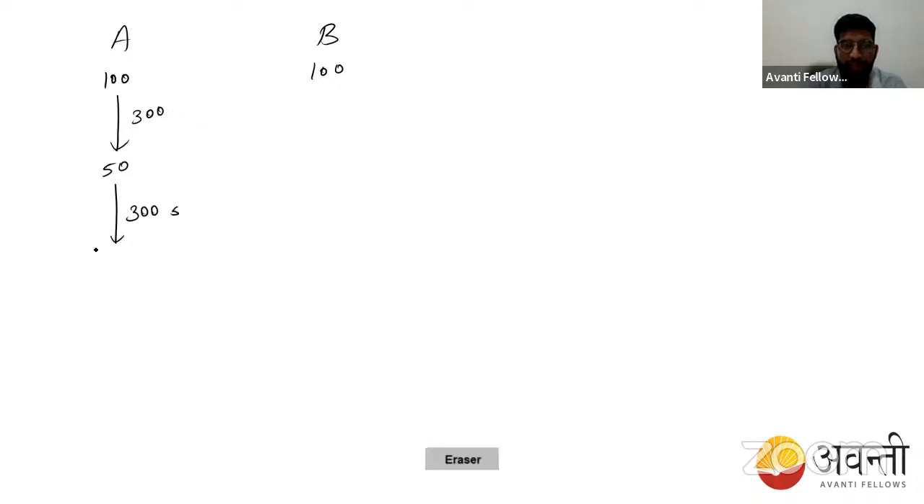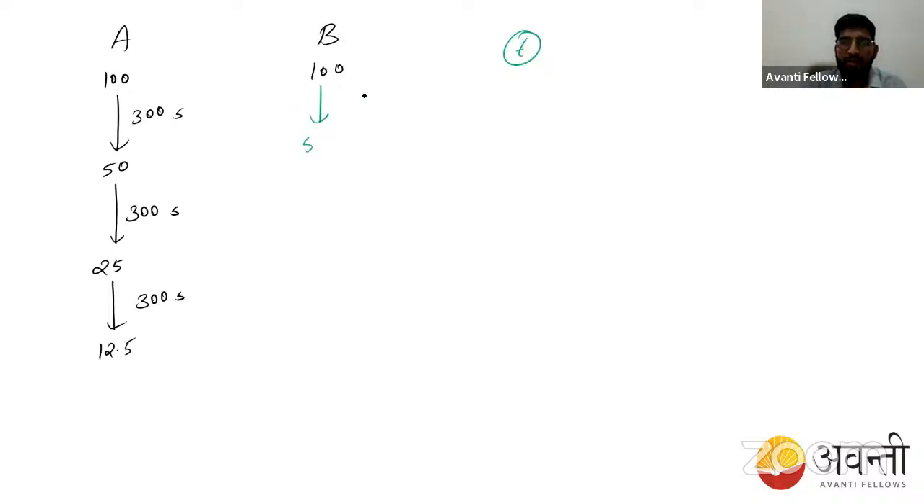Again, after 300 seconds, it will have a concentration of 25. And again after 300 seconds, it will have a concentration of 12.5. So these are the 3 things. Here I have to find out that the concentration at time T of A should be 4 times the concentration of B at time T. So the time should be constant for both. We have to calculate.